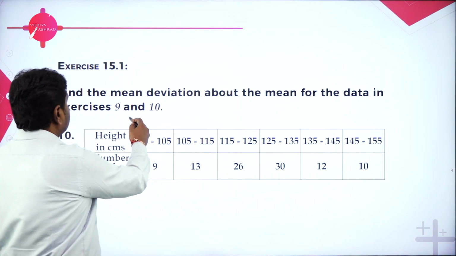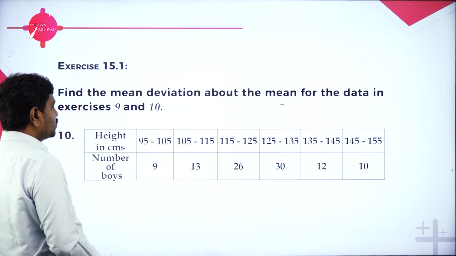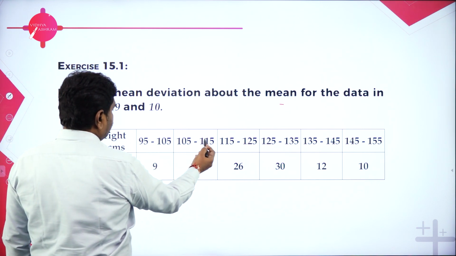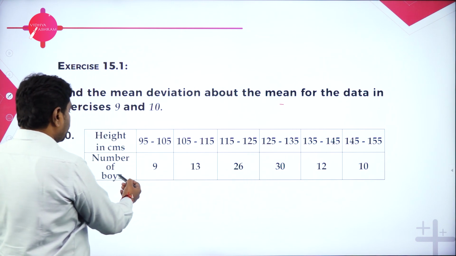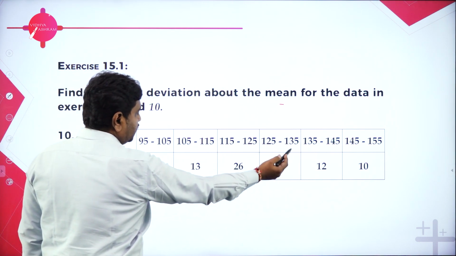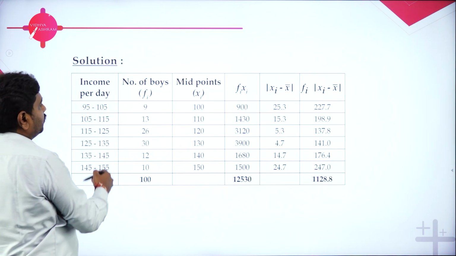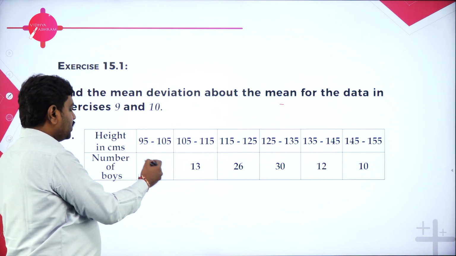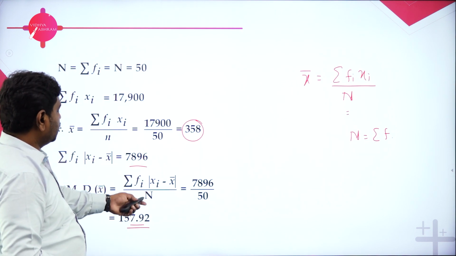Next problem. Find the mean deviation about the mean for this data. Again, this is grouped data. So make a table. Heights 95 to 105, 105 to 115, and like that they gave till 145 to 155. Number of boys they gave 9, 13, 26 till 10. So make a table for this and continue. You will get the same method and solve it.